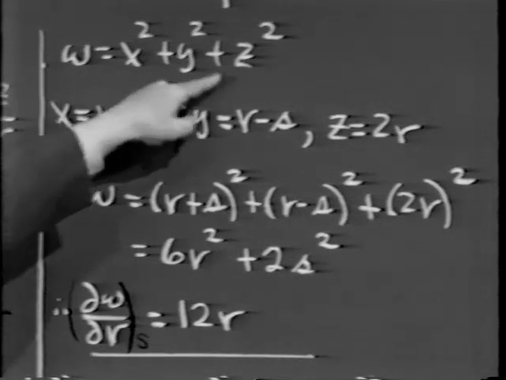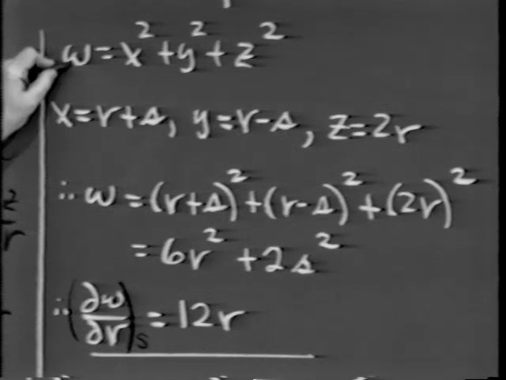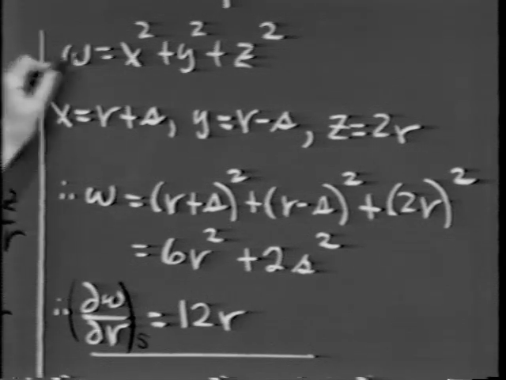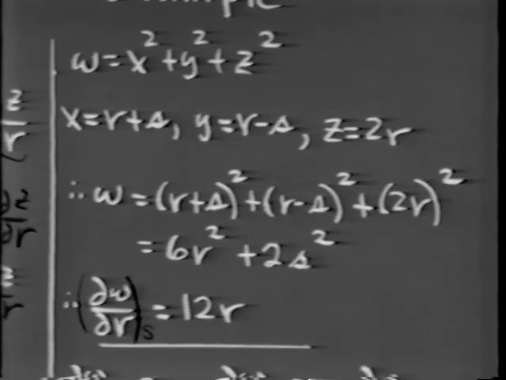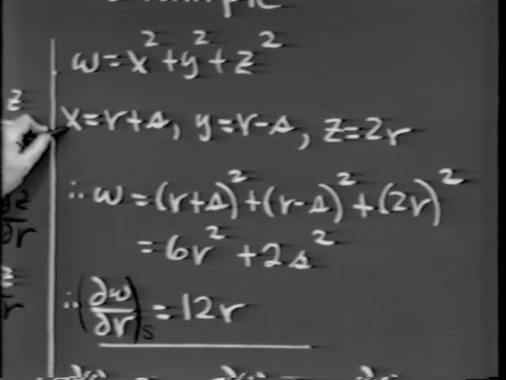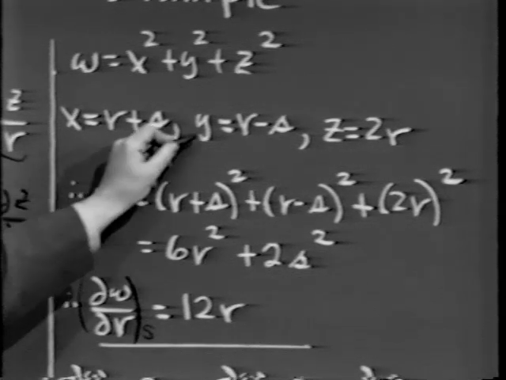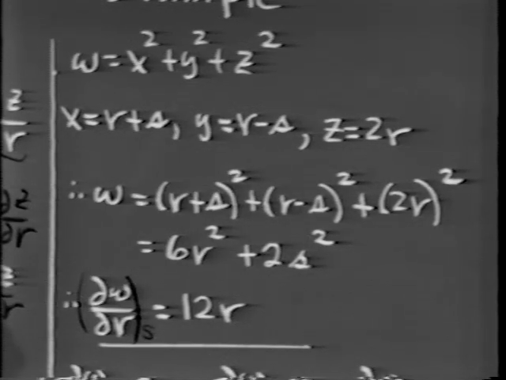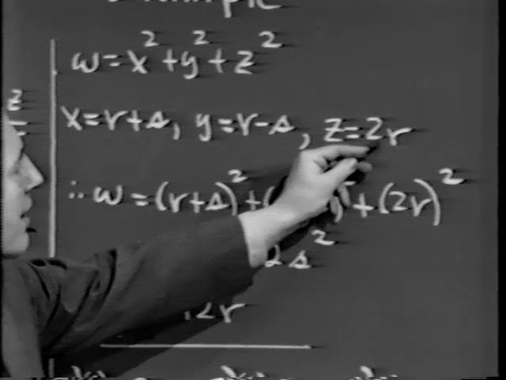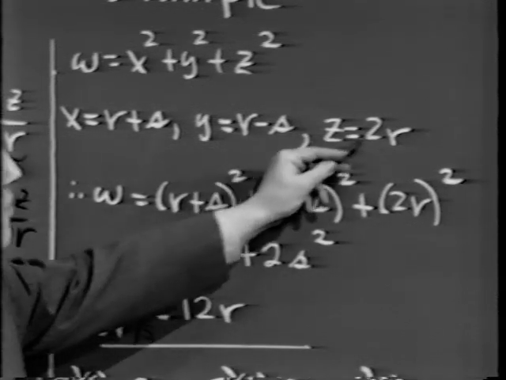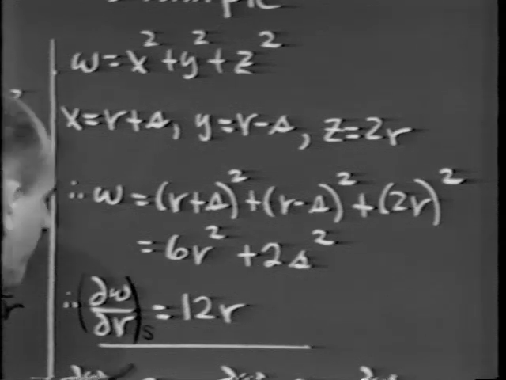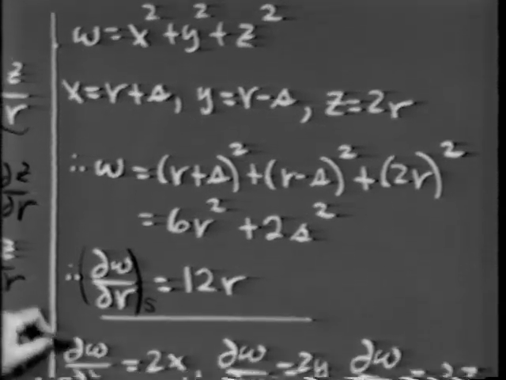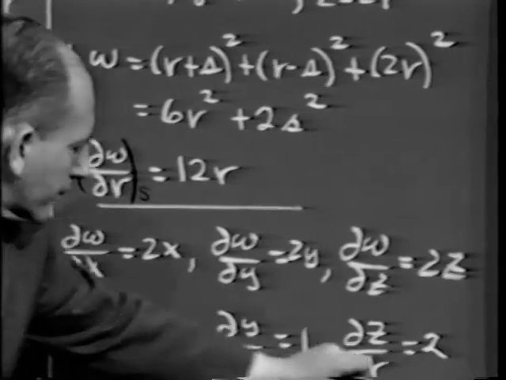From this equation, you could immediately say the partial of w with respect to x is 2x, the partial of w with respect to y is 2y, the partial of w with respect to z is 2z. From this equation, you can immediately say that the partial of x with respect to r is 1, the partial of x with respect to s is 1, the partial of y with respect to r is 1, the partial of y with respect to s is minus 1, the partial of z with respect to r is 2, and the partial of z with respect to s is 0. In particular, summarizing our results, we have these here.